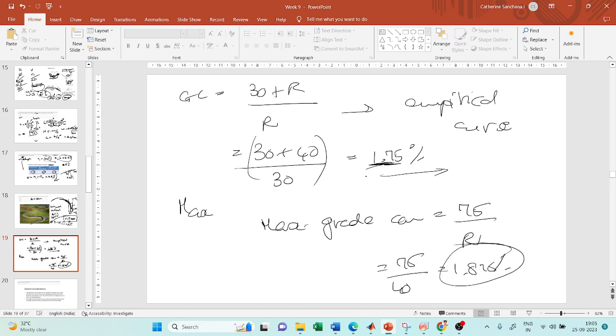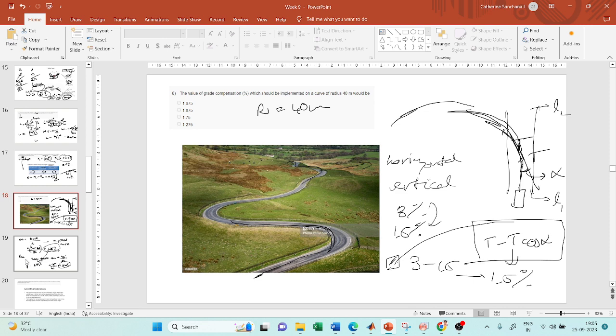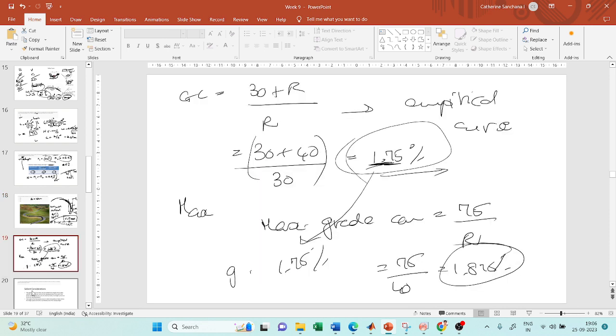Now the value that I have found out is less than this maximum value. So I can take the final grade compensation as 1.75%. So whatever grade has been provided on this curve can be reduced by 1.75%. Okay.